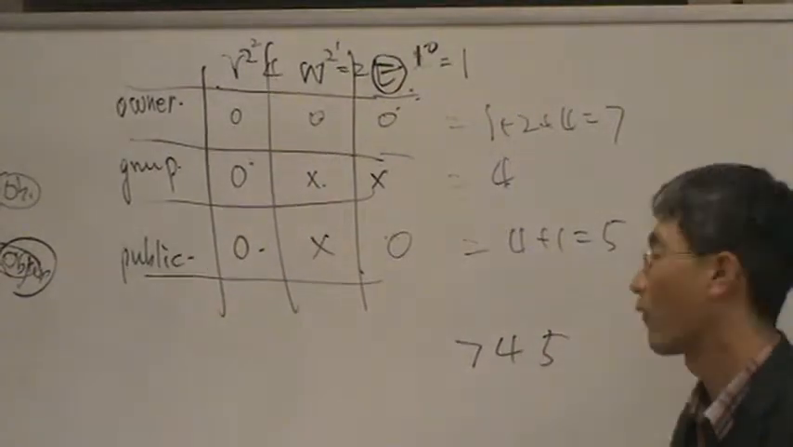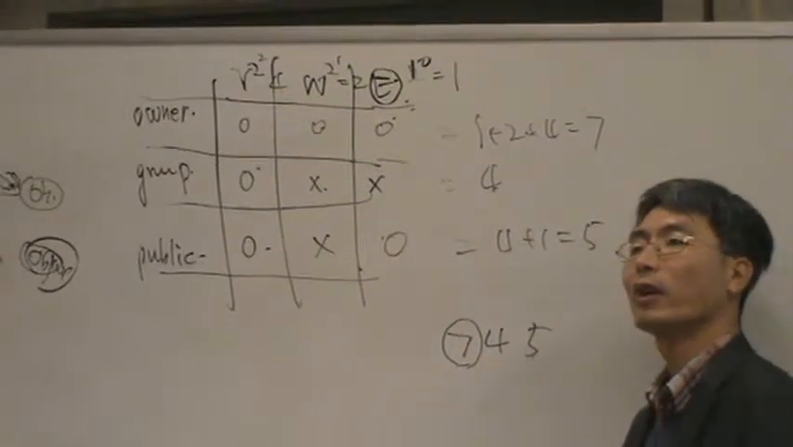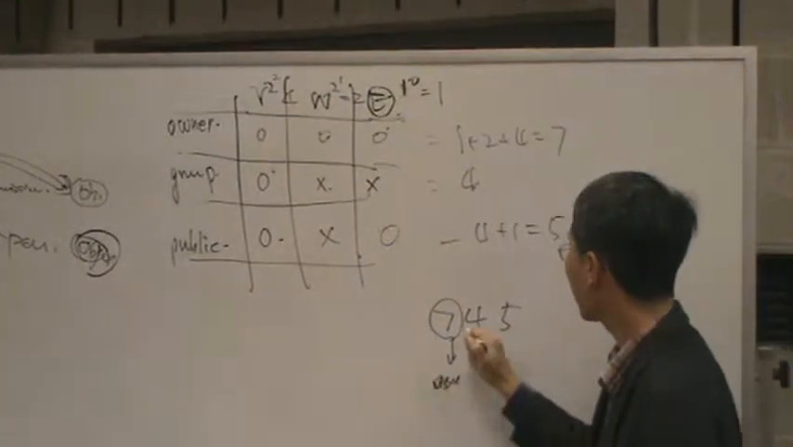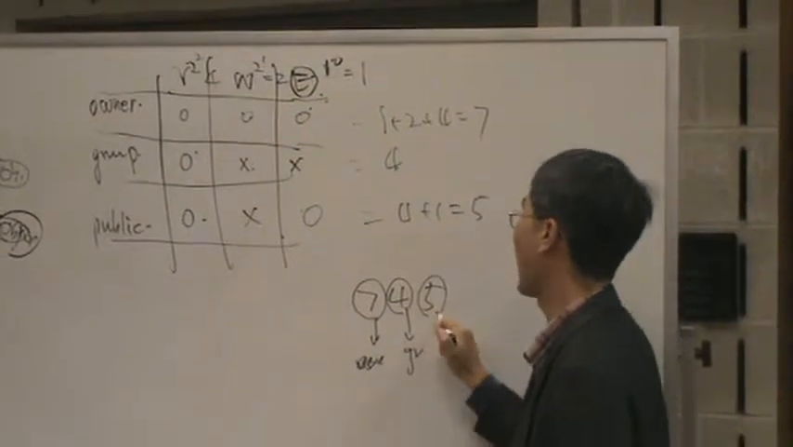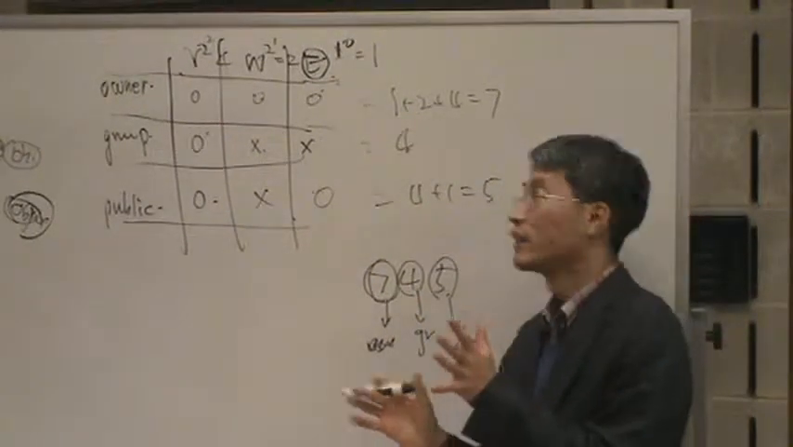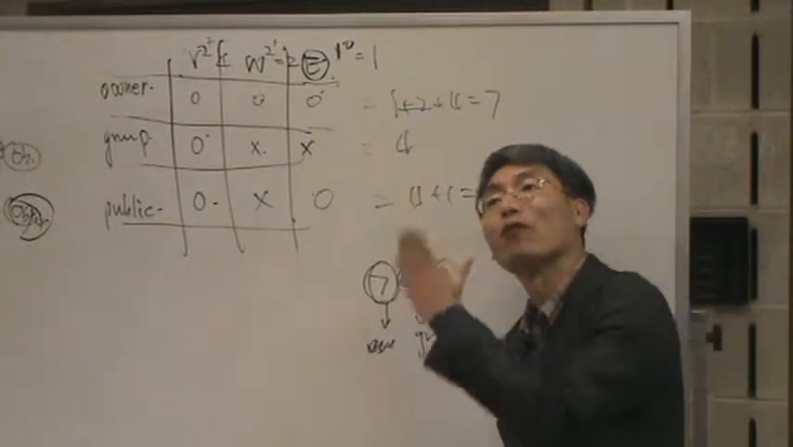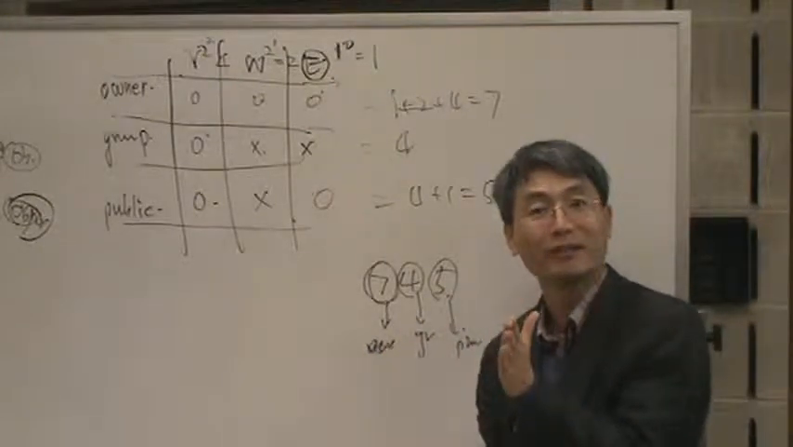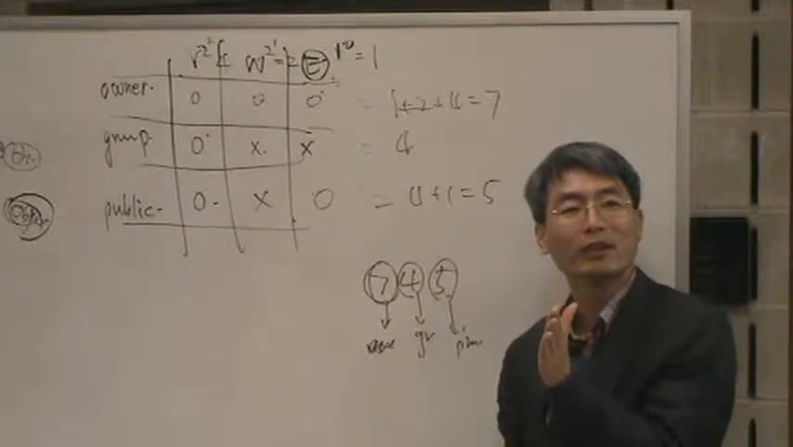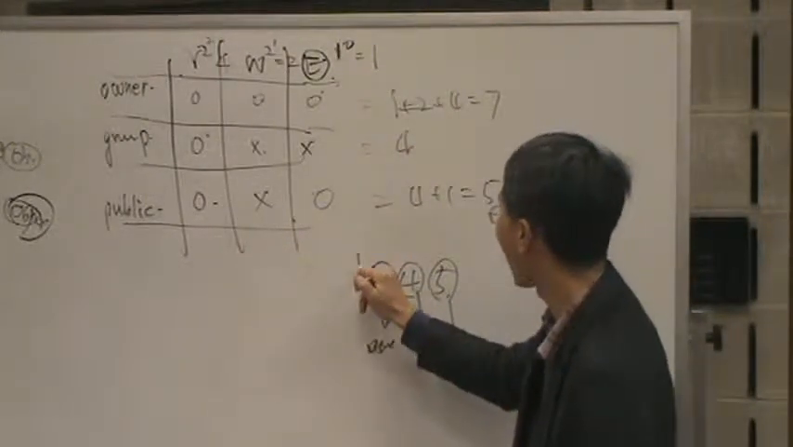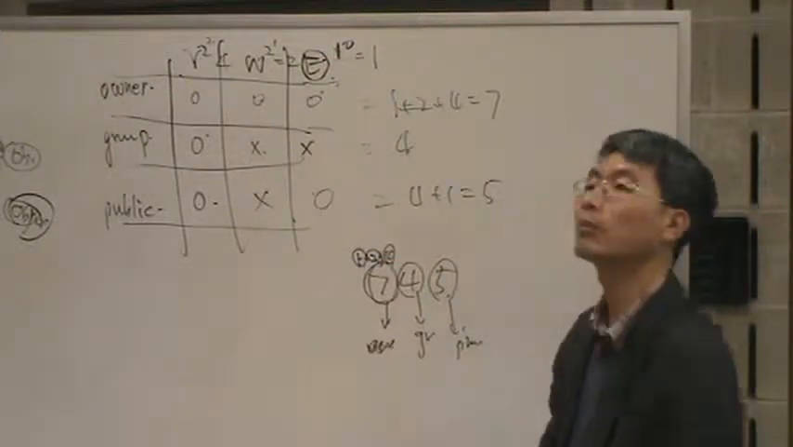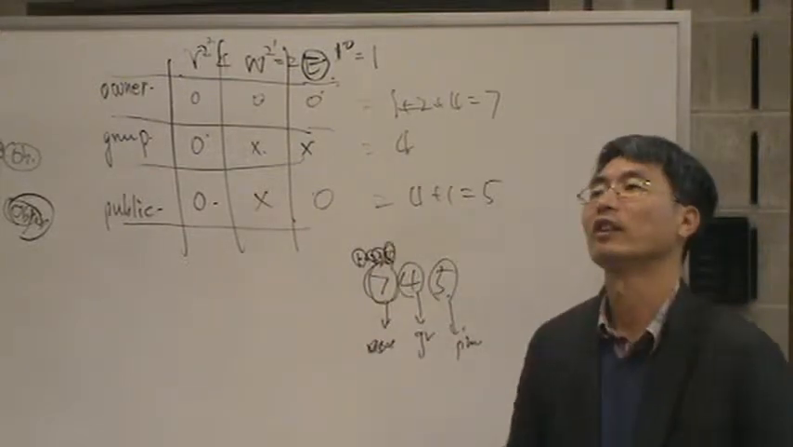What does 7, 4, 5 mean? The first number is for user, owner. The second is for group, and the last one is for public. So 7 means 1 plus 2 plus 4, based on the binary system, right? Is there any other way to represent 7 using binary? No, this is the only way. So it has 1, 2, 4: the execution, write, and read permission.